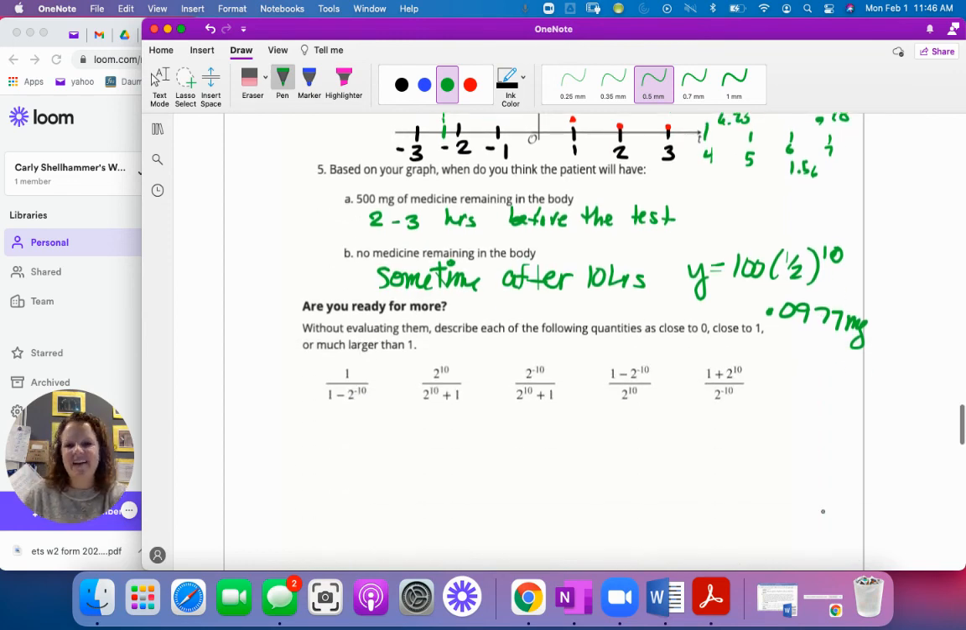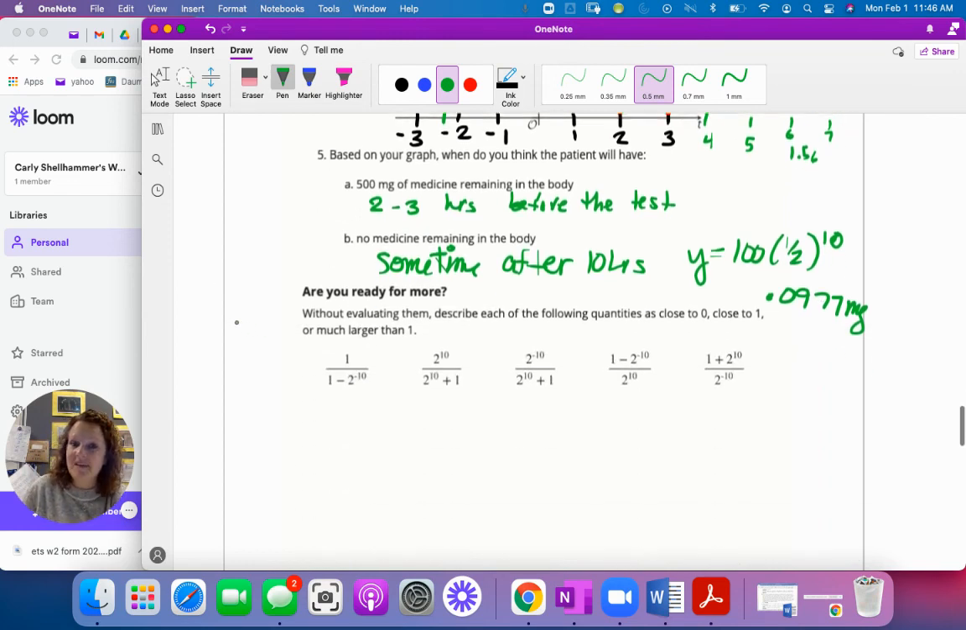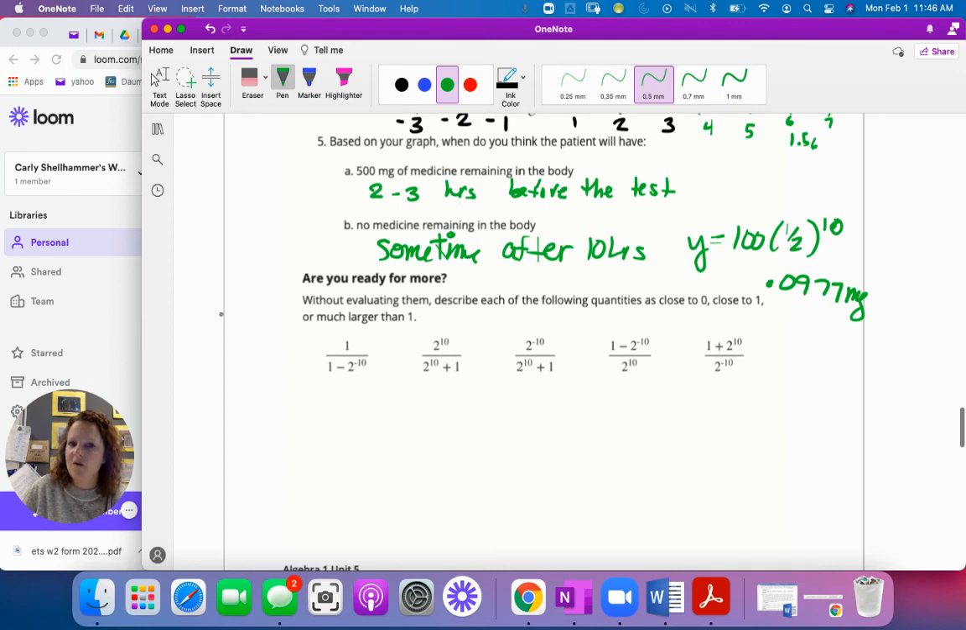Cool. All right, are you ready for more? This one's really fun. Okay, without evaluating them, describe each of the following quantities as close to 0, close to 1, or much greater than 1.